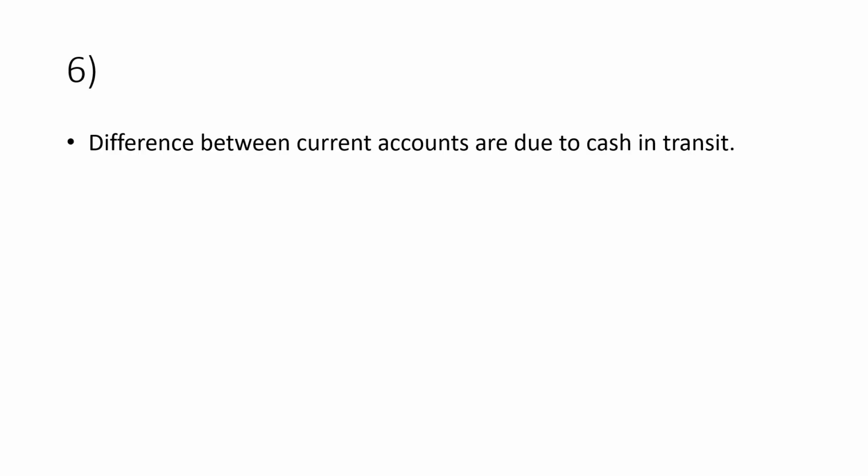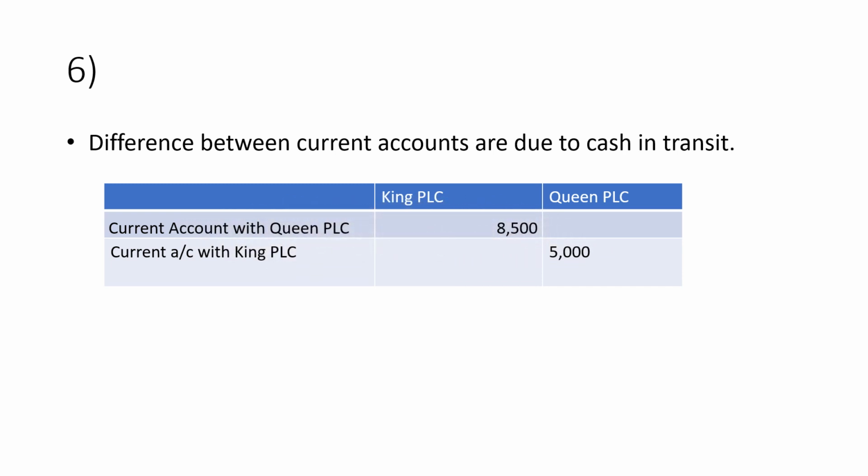Now let's look at the sixth adjustment. It says that the difference between the current accounts is due to cash in transit. So let's look at the balances between the current accounts. Under King, it says current account with Queen Limited 8,500, and under Queen Limited it says current account with King Limited 5,000. So when we set these off, you can see there is a balance of 3,500. This is the cash in transit and it goes to King's Limited.